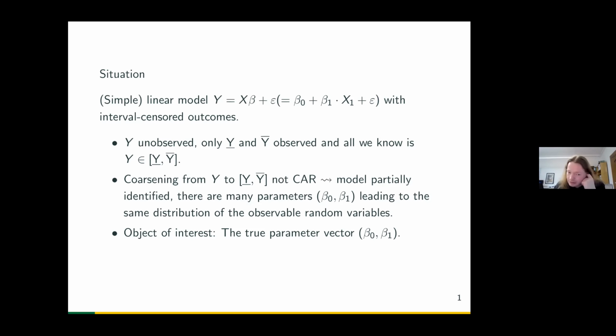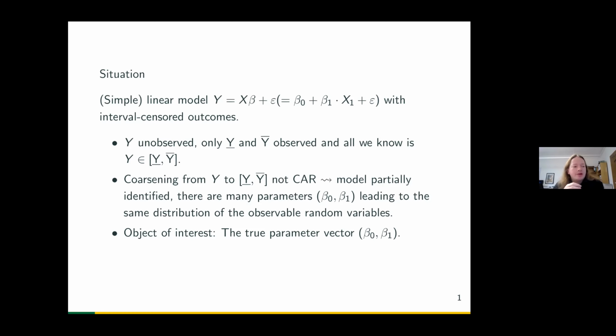This is a problem, which leads to the case that we cannot consistently estimate the slope parameter, for example, in general. The reason is that there are different slope parameters with different censoring or coarsening processes, which lead to the same distribution of all observable random variables. So we observe the x, the y lower, and the y upper, but different settings of the coarsening process, the error term, and the slope parameters would lead to exactly the same distribution of the random variables we can observe. And therefore, of course, one cannot consistently estimate the true parameter, because this true parameter is generally empirically not distinguishable from other parameters which lead to the same distribution of all which we can observe.